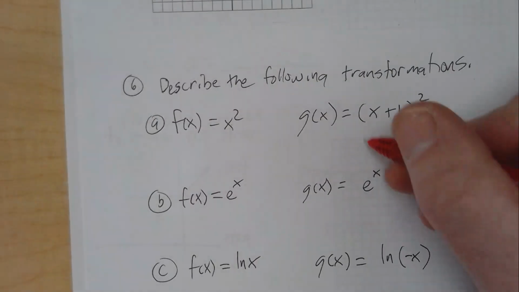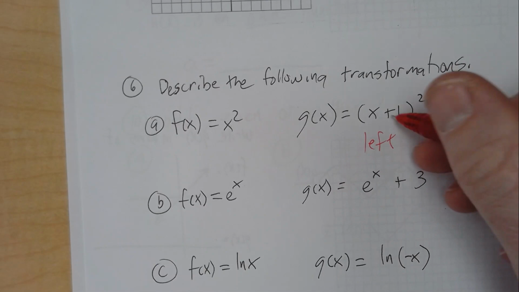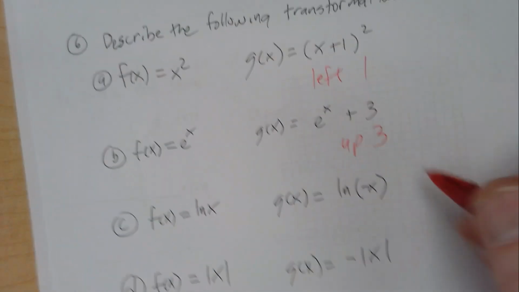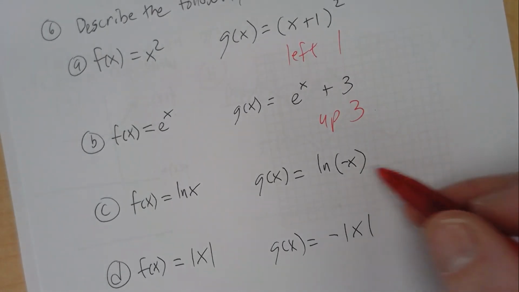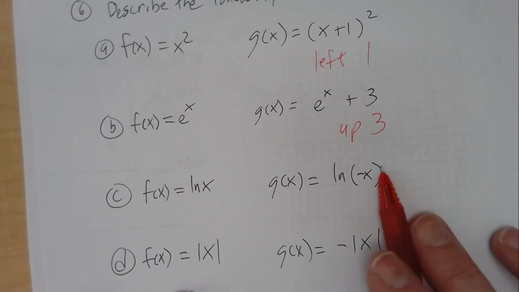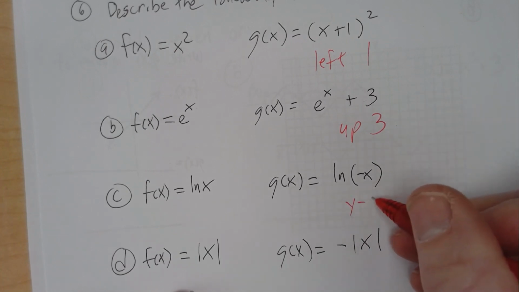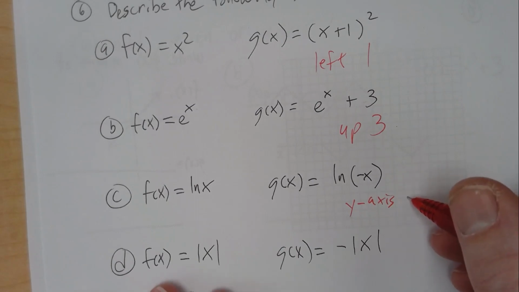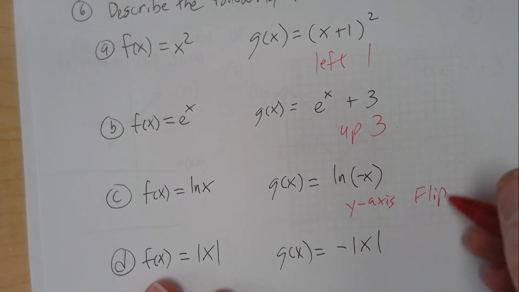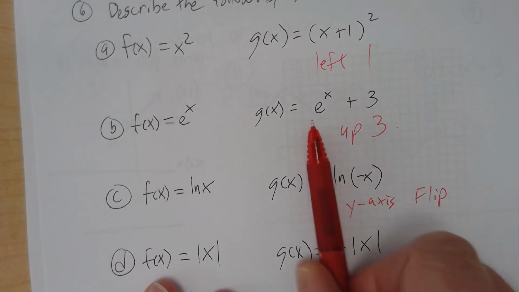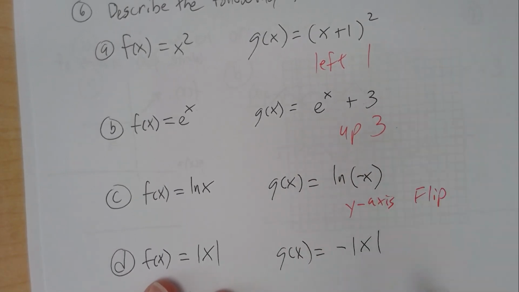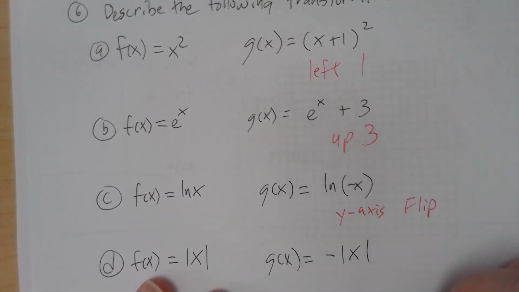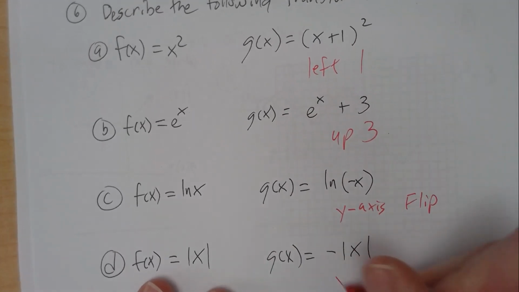Number 6, this would be left inside and it's backwards thinking, so it's left 1. This would be up 3 because it's going up 3. Okay, when you switch x with negative x, so x and negative x are switching, that's a left-right switch, so that flips it over the y-axis. Y-axis flip. See, x and negative x, that's a left-right switch, right? And that's over the y-axis. This is putting a negative in front, that's flipping it up and down, so y versus negative y. So that's an x-axis flip.